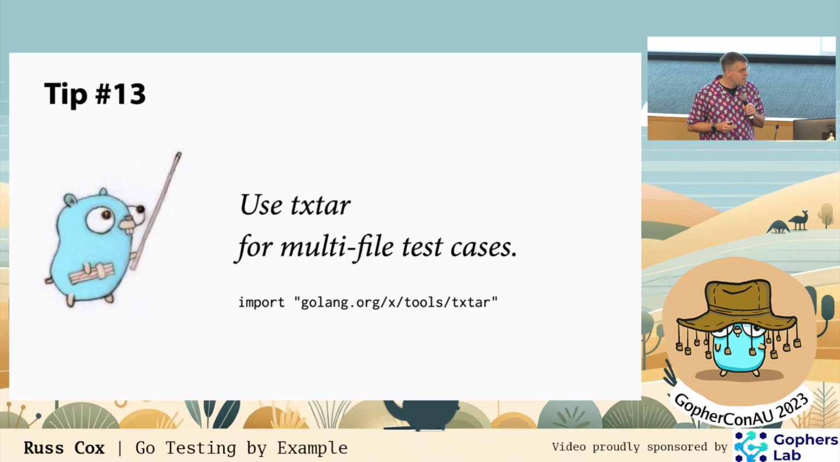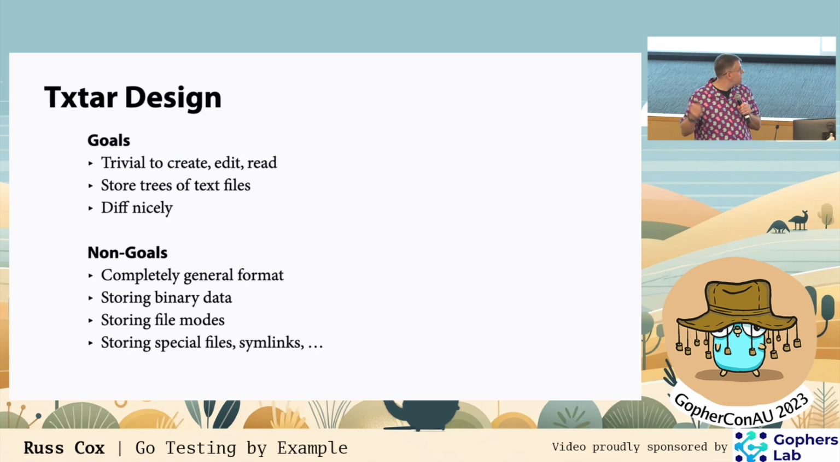txtar's design had 3 goals. First, we want it to be trivial enough to create, edit, and read by hand. Second, we want to be able to store trees of text files because we needed that for the Go command. And third, we really wanted them to diff nicely so they're easy to read and review. And there are some non-goals which mainly boil down to don't be a completely general archive format because that introduces all sorts of complexity that contradicts the first goals.